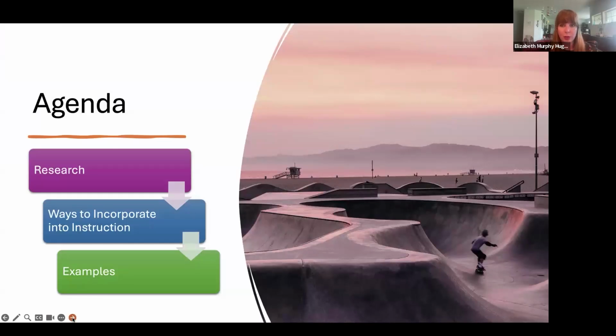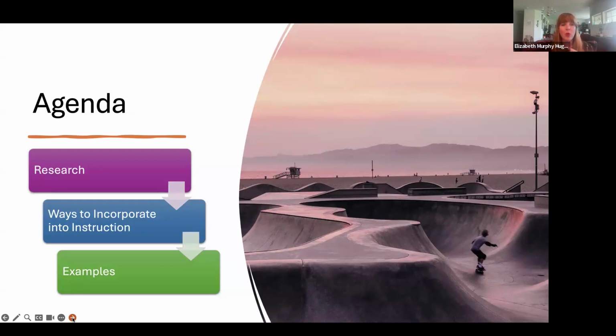So, without further ado, our agenda for today. I'm going to briefly talk about the research because we talk so much about research and practice and the importance of evidence-based practices. So I want you to know about the research surrounding manipulatives and concrete representational abstract or virtual concrete representational abstract sequencing when teaching algebra and teaching secondary mathematics.